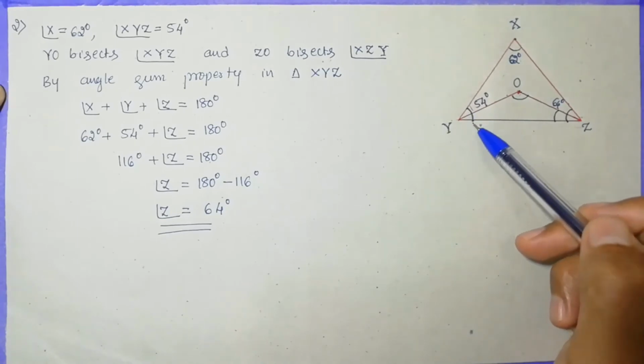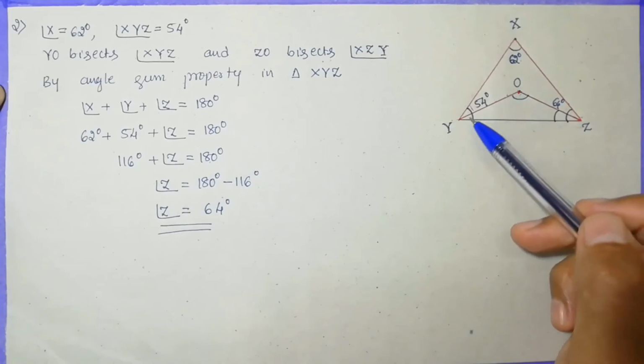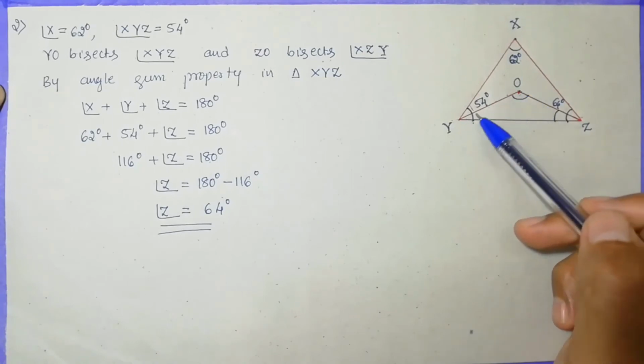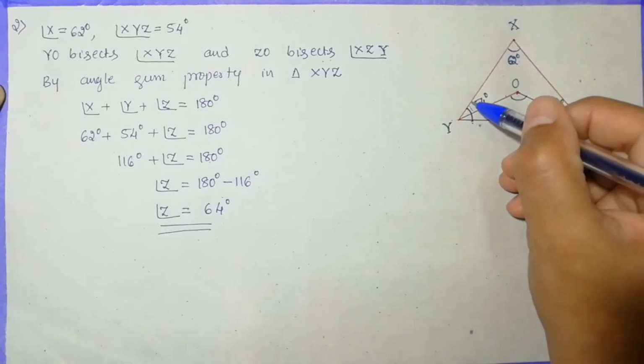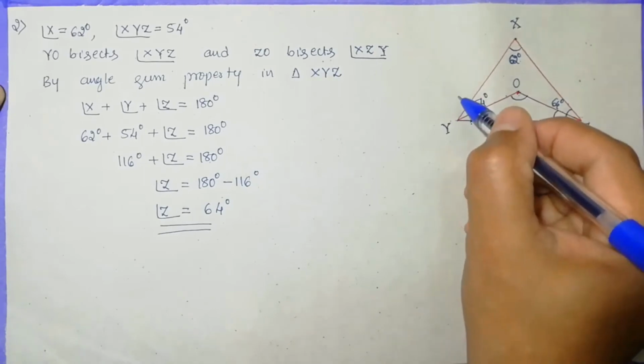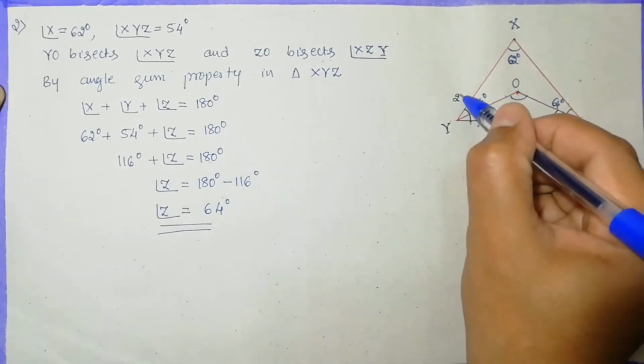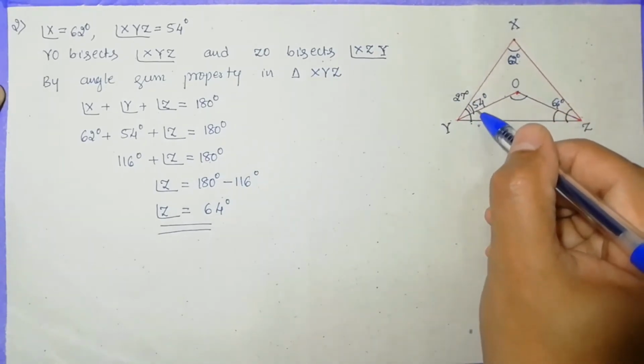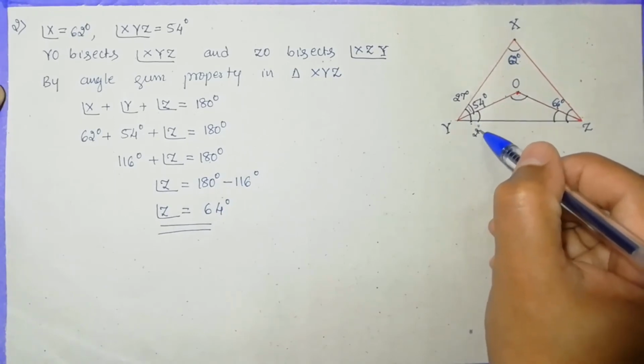Okay, bisection means what I told you earlier, making two equal parts. So if this line makes two equal parts of this 54 degree angle, then this part is equal to 27 degrees, and the lower part also becomes 27 degrees.